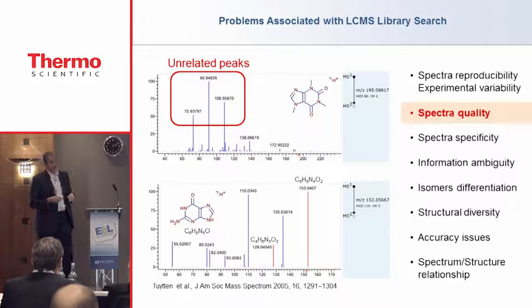Another problem is the spectra quality. In LCMS, you have all kinds of impurities, adducts, coeluting peaks. It's not easy to get a clean spectrum, so we have to either filter the spectra or take other measures to clean up the spectrum. Because otherwise, you can see those spectra will never be recognized as coming from the same compounds.